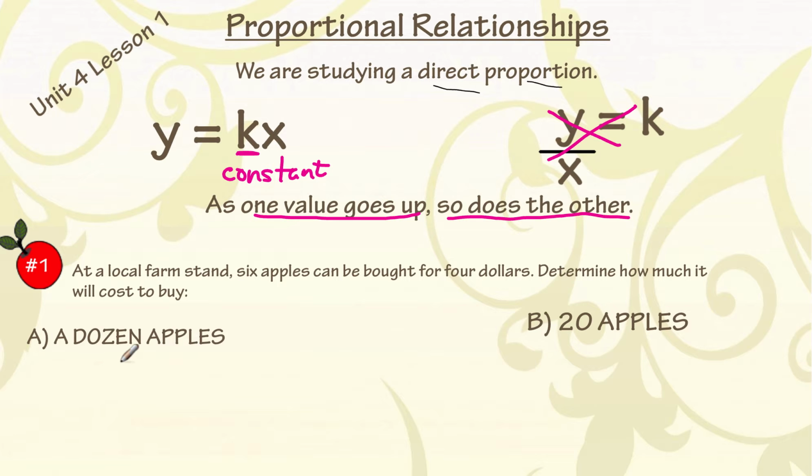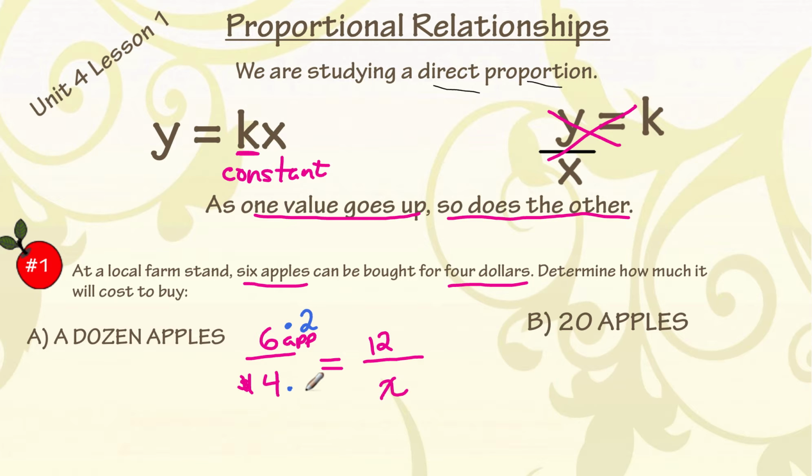So we could set up something you're used to doing probably from 6th grade. 6 apples is to $4 as a dozen apples is to, well, we don't know how many dollars that is. So you can do this quite quickly. You could see that, oh, this 6 right here must have been multiplied by 2. That's how I got to 12. So I'm going to do the same thing down here to keep my fraction balanced. I'll multiply the bottom by 2 also.